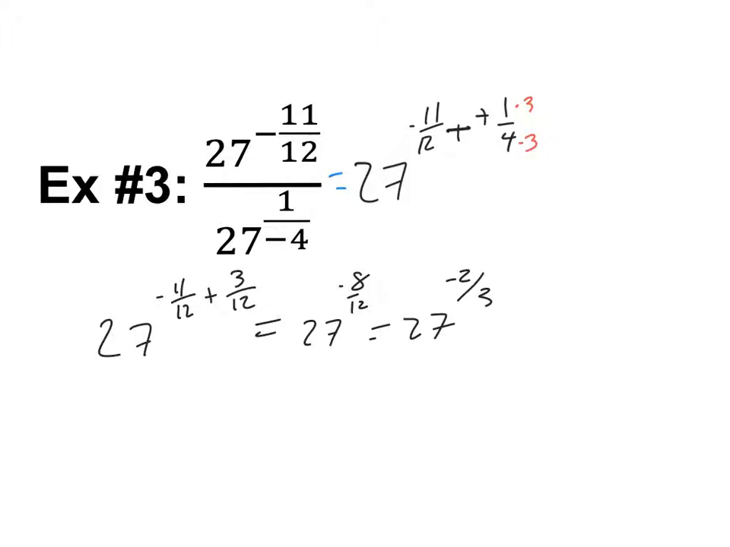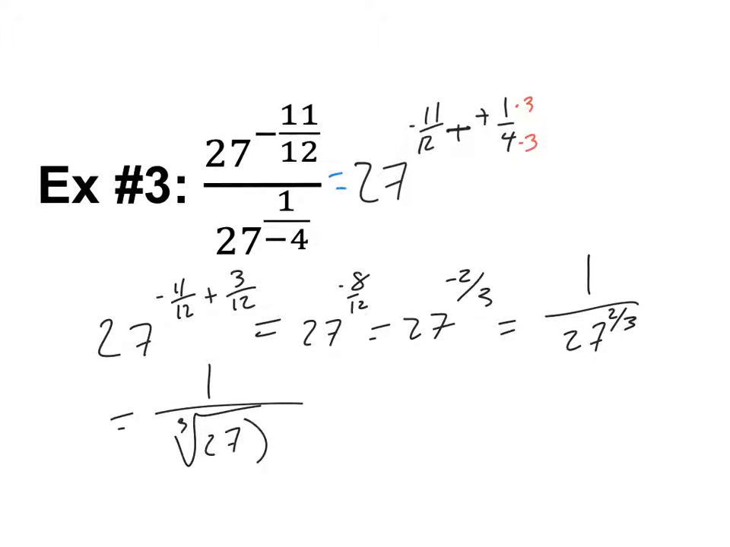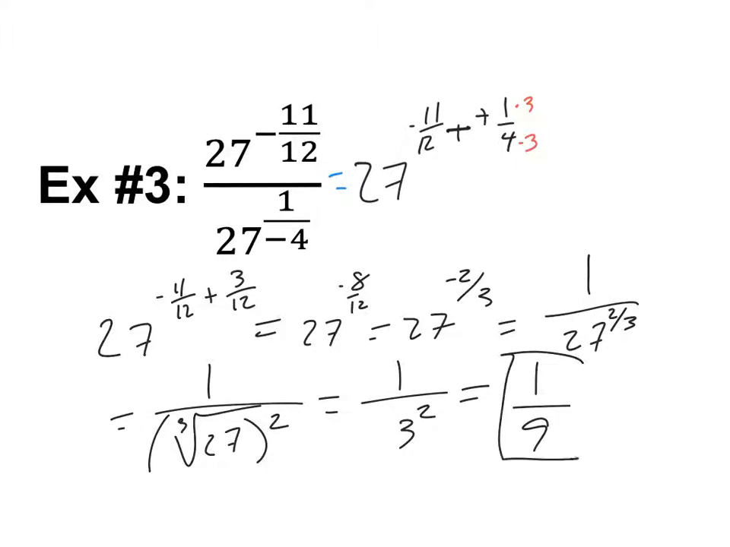Alright, what's really a negative 2/3? Now we can go back to use all of our rules. Well, negative 2/3 is really like saying 1 over 27 to the 2/3. And that's like saying 1 over the third root of 27 and then square it. Well, the third root of 27, that's pretty easy. That's 3, and 3 squared is 9. So all of that is 1 over 9.